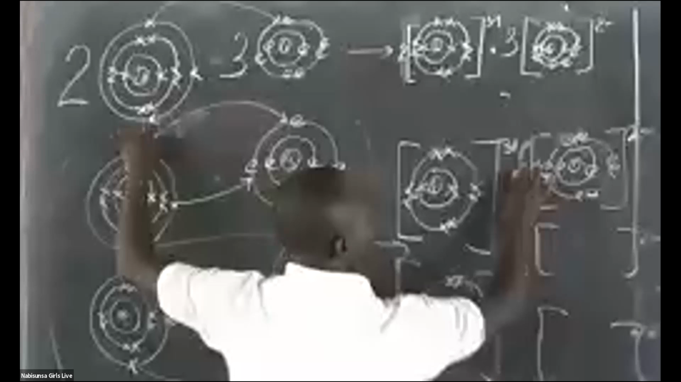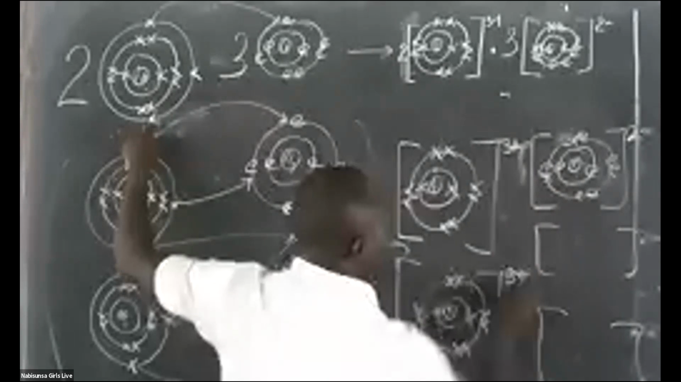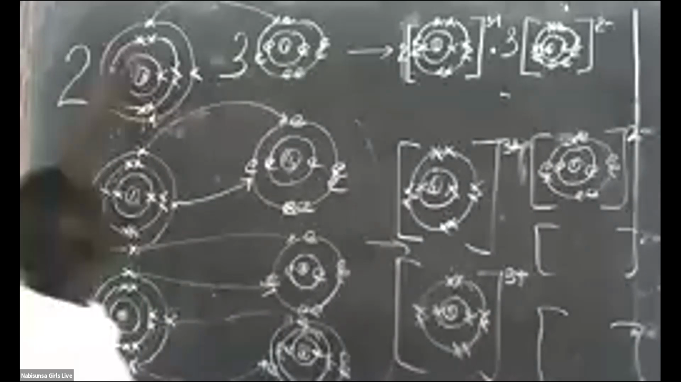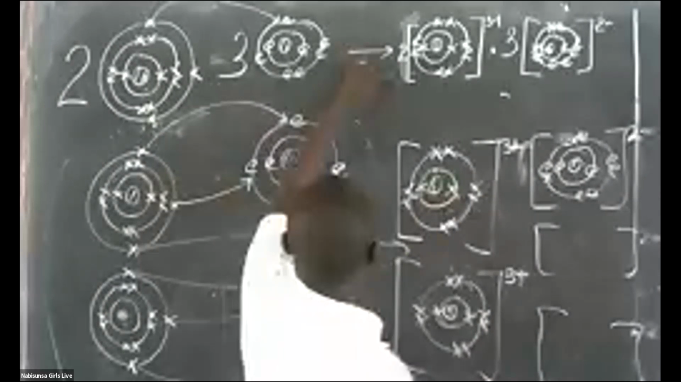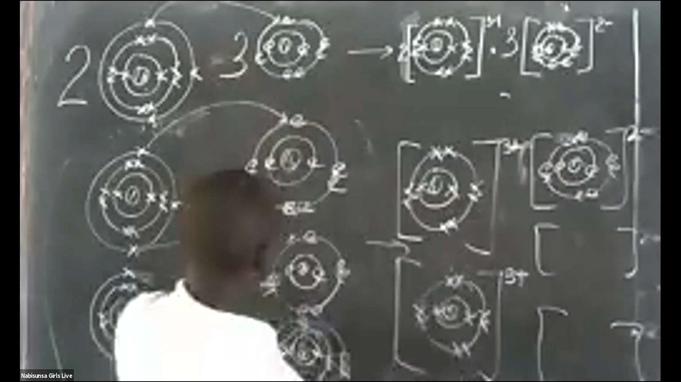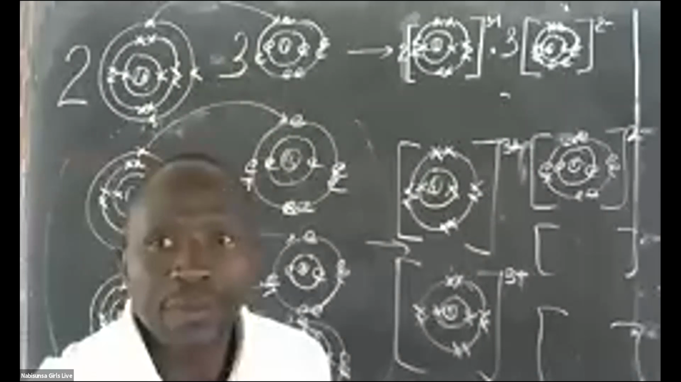The electrons. So each is losing 3 electrons. So 3 plus. Each is gaining the 2 electrons from here. You can see each is gaining. Ionic bonding.